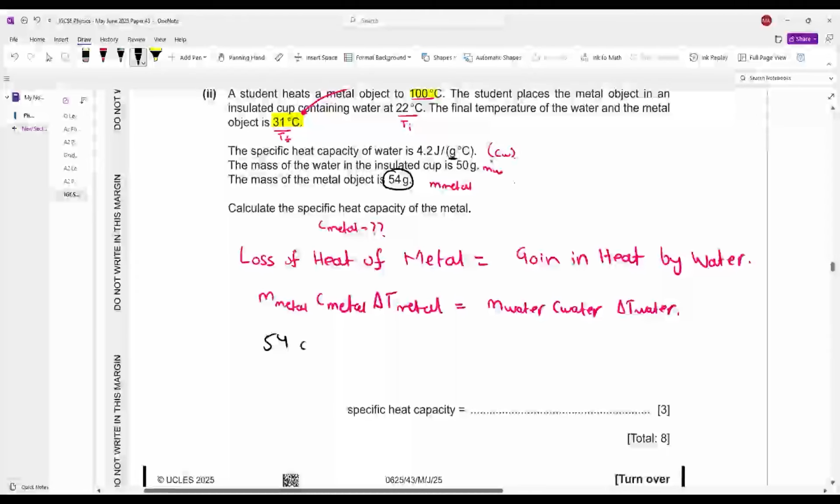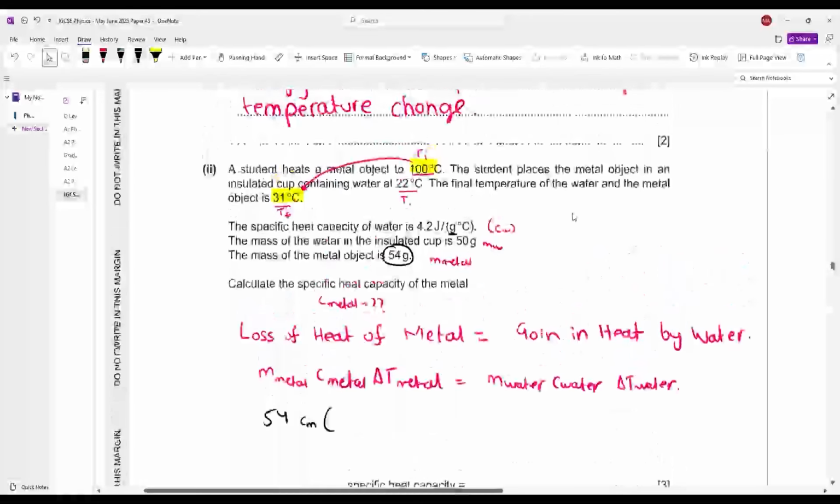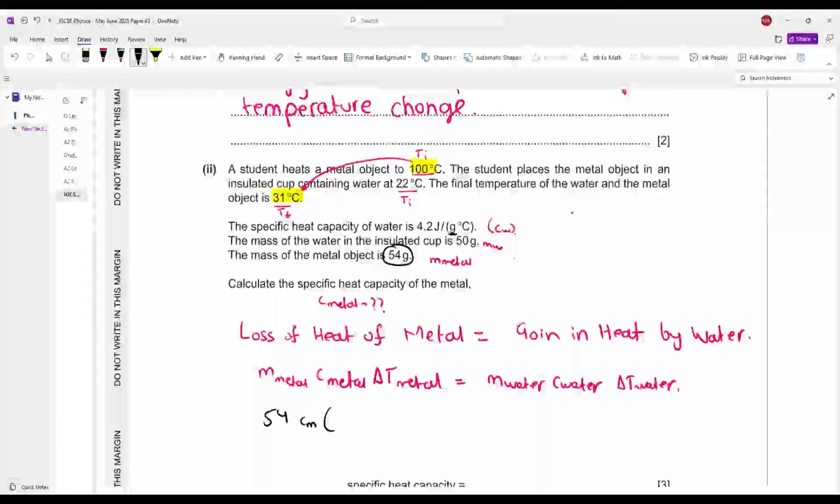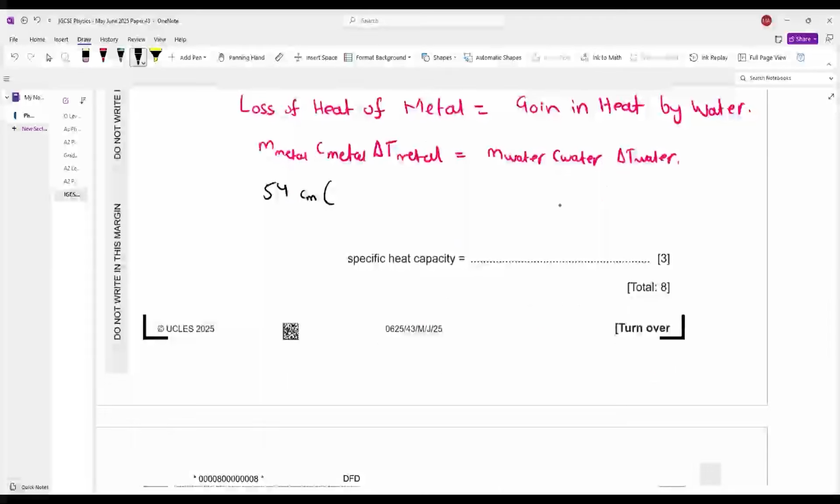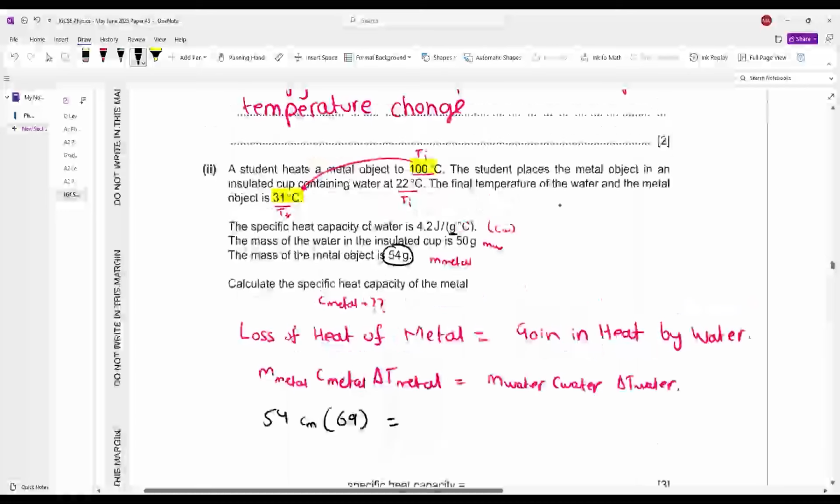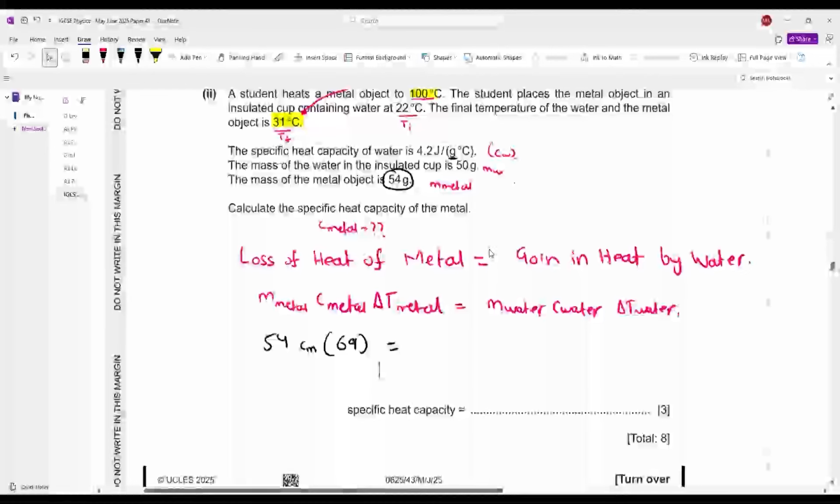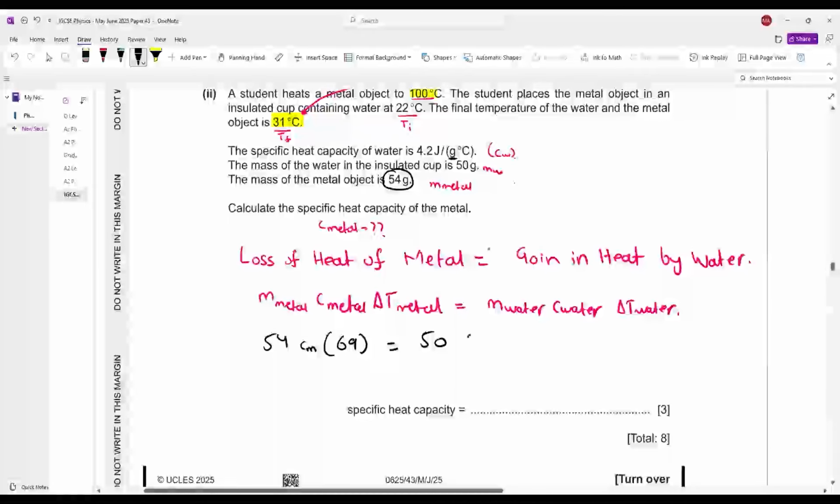54 into C of metal, change in temperature of metal. Metal is going from 100 to 31. What is the change in temperature? 100 minus 31, that is 69. Is equal to the mass of water. What is the mass of water? 50. What is the specific heat capacity of water? 4.2. What is the change in temperature of water from 22 to 31? That is 9.